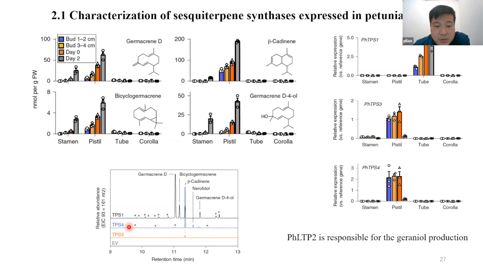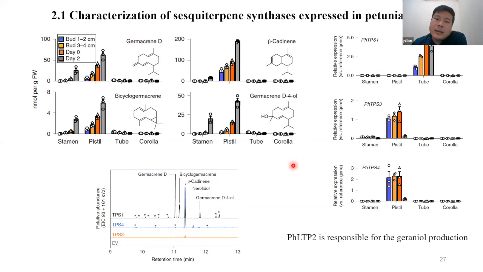Only TPS1, as you can see here, is responsible for the biosynthesis of gamma-gurjunene D, also bicyclogermacrene, as well as two or three others. This means that TPS1 looks like the only one responsible for the biosynthesis of all three compounds, while TPS4 and TPS3 seem quite specific. So these are some important pieces of information.